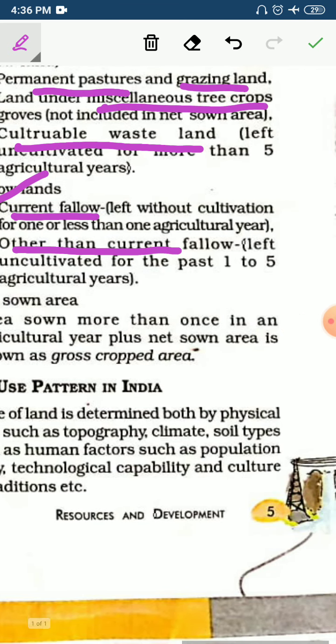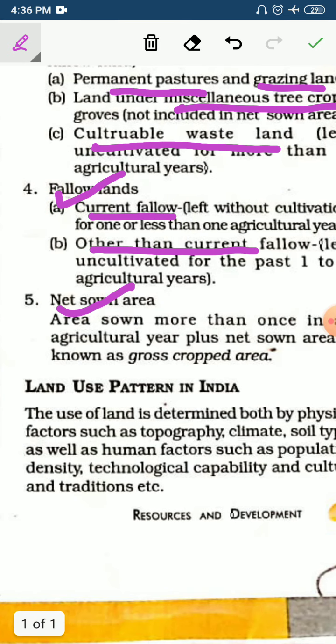And the last is net sown area. So net sown area is when one crop is grown on a land in a year, while the cross cropped area is when more than one crop is grown on a land in a single year.